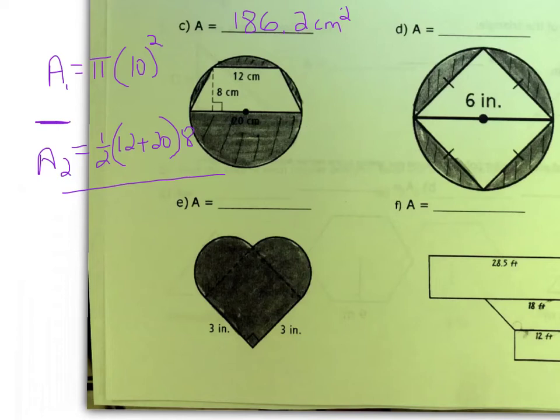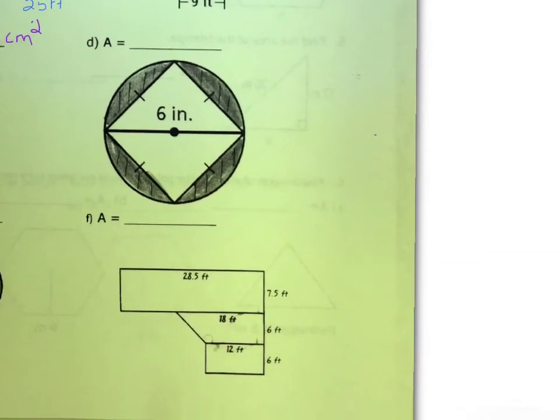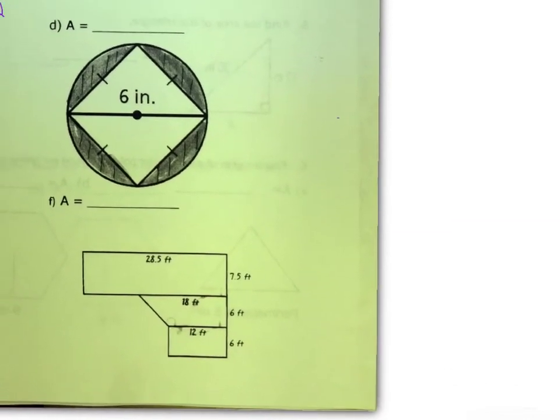Yes, okay. Now letter D. Okay, there's two shapes on the letter D, right? One of them is a circle, and the second one is a square. Now, the second one, the square, is the one that they're not giving me the side lengths.